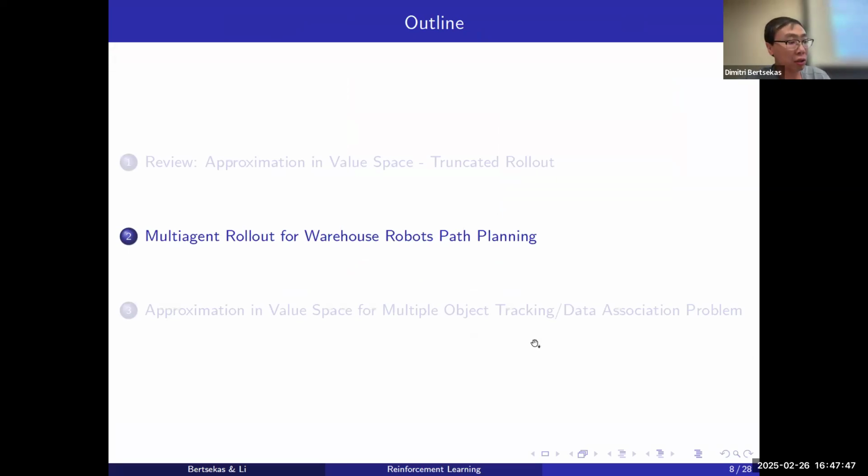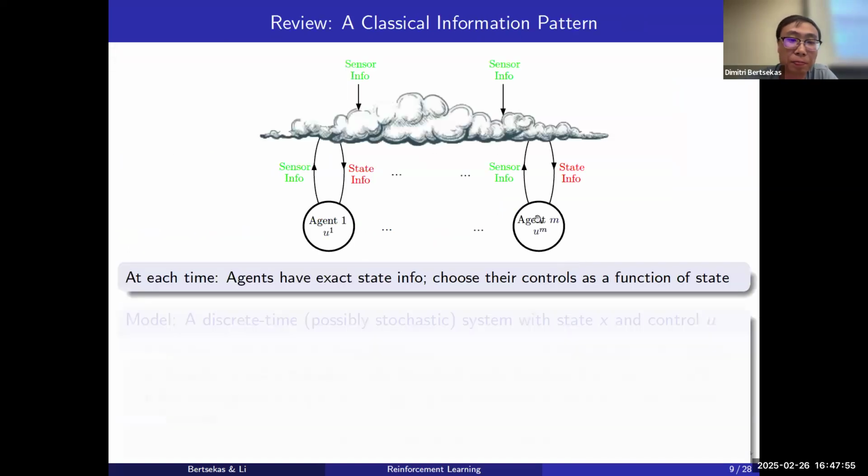All right, let's get to the next part, which is multi-agent rollout for warehouse robots path planning. Again, we start with a review of this classical information pattern picture that you have seen multiple times. The defining character is that despite the presence of multiple control components or multiple agents, all the information collected by individual agents is shared with all the other agents. And as a result, the state information is shared.